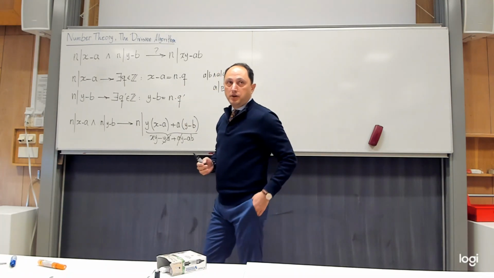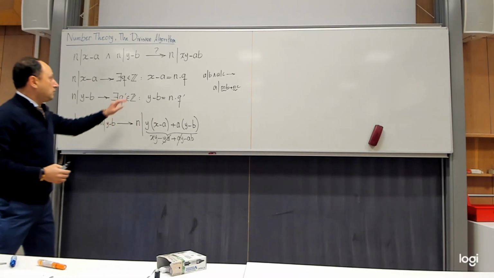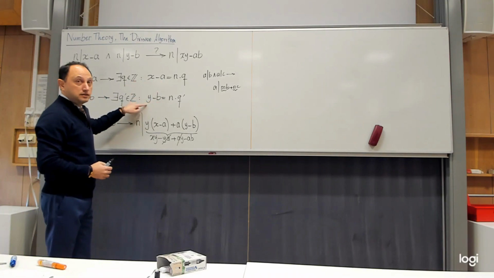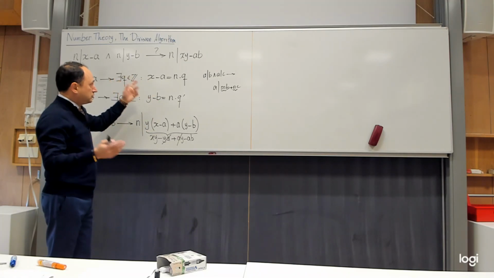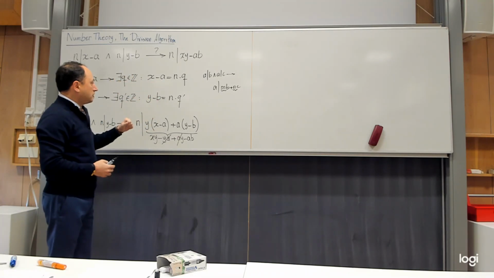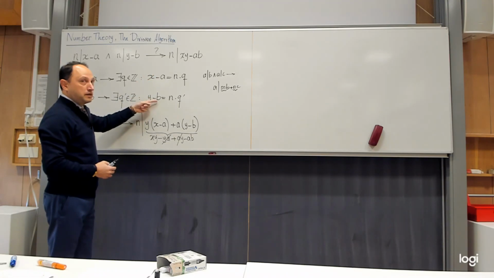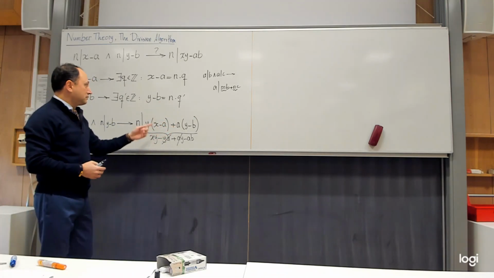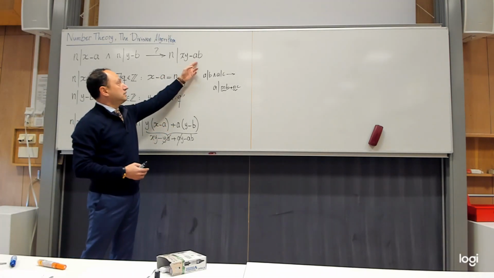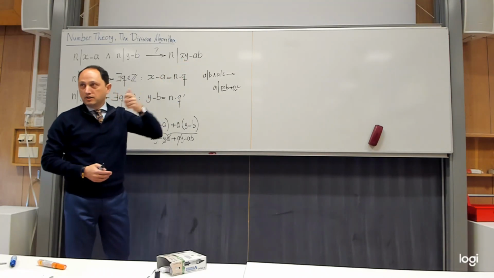Yes? But the point is that I will get ab with the wrong sign. If I multiply this by that, I will get x times y. I will get x times minus b, of course. I will get minus a times y. But I will get minus a times minus b, which is positive ab. I would call it the wrong sign. Because if you look at this one, you want to have a combination of xy minus ab, not plus ab.